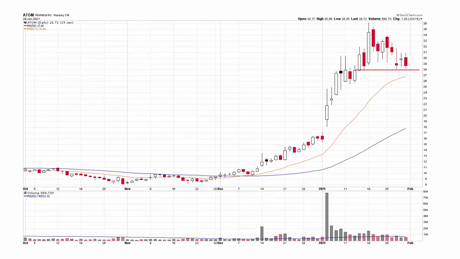All right, let's go to another example. Here is Atom. Okay, nice basing pattern in here. Breaks out on strong volume. Trends up. Moves up. It's been a really good performer. Okay, so Leavitt Brothers put it on our list this past weekend as a possible buy.